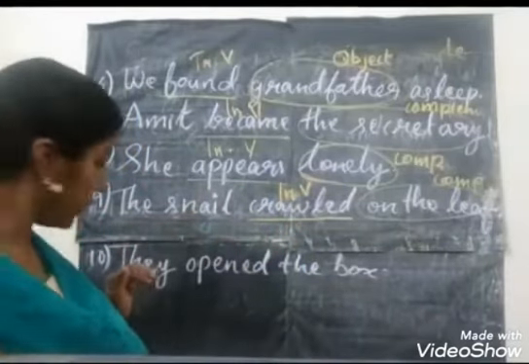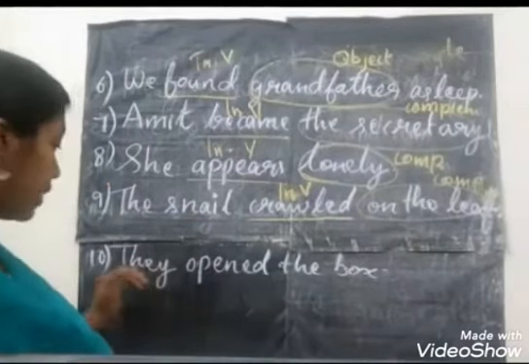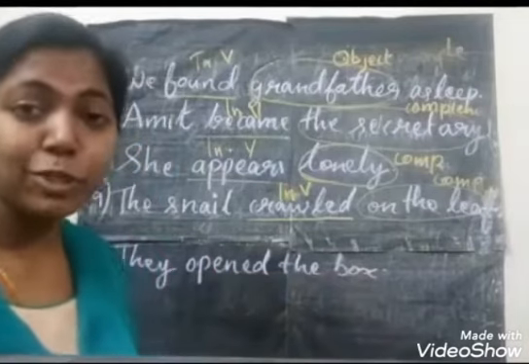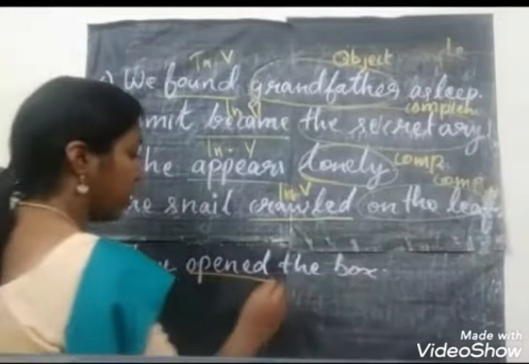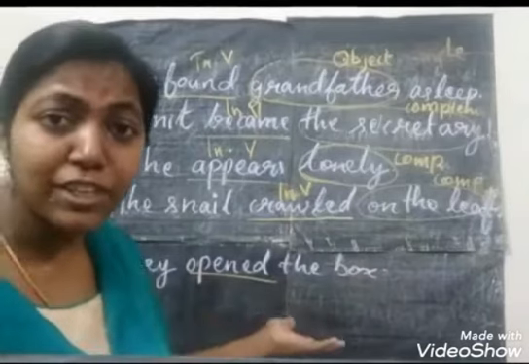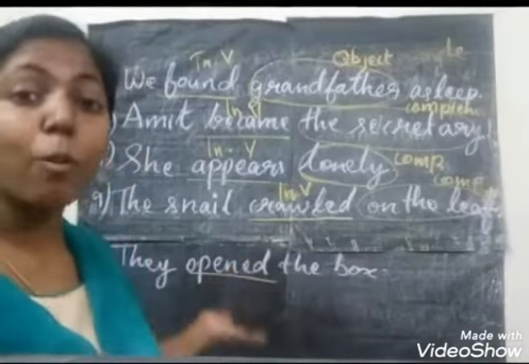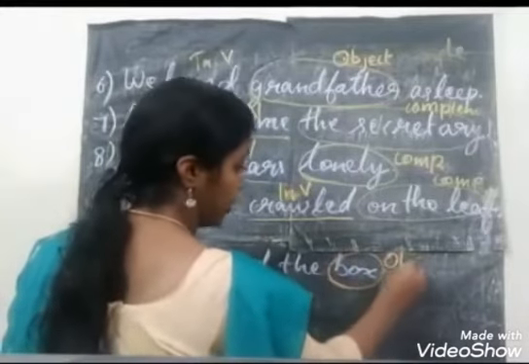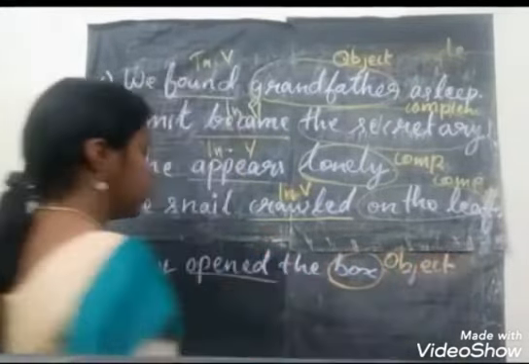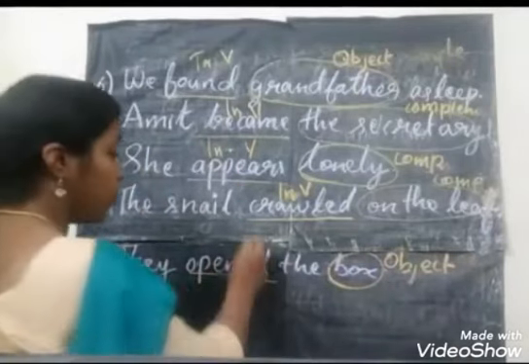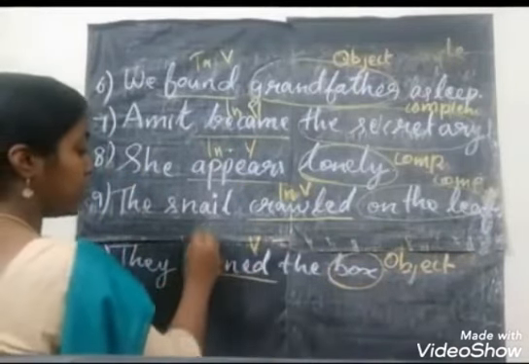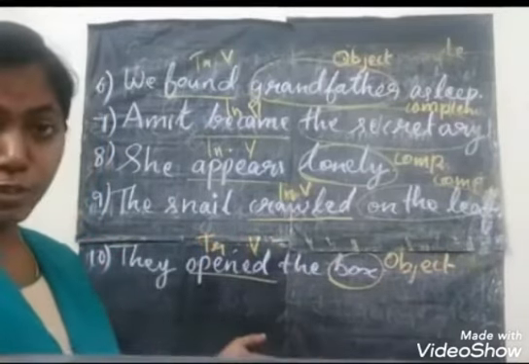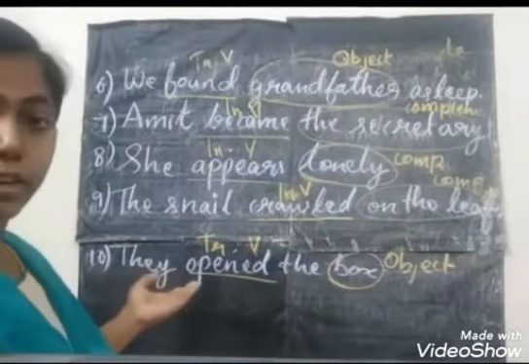Now the tenth one, the last sentence: they opened the box. Here, which is the verb? Yes, opened is the verb. Is there any object? Yes, of course, the box. Opened what? Box. So here, box is the object. So opened is what verb? As it has an object, it is a transitive verb. And here also you can change it into passive: the box was opened by them.